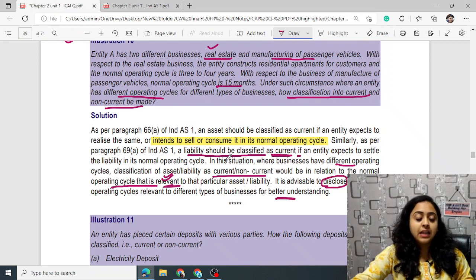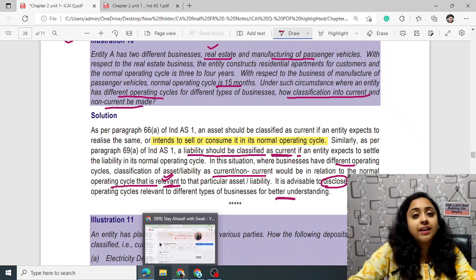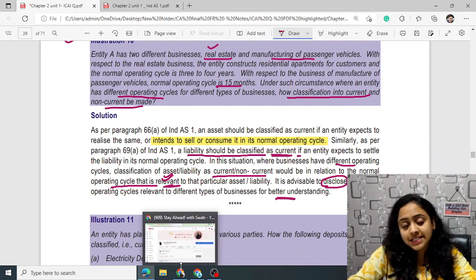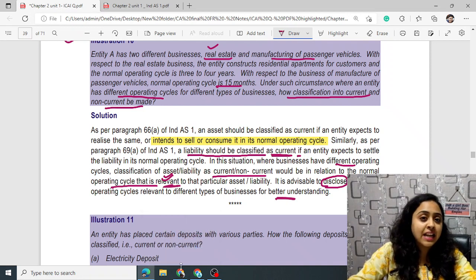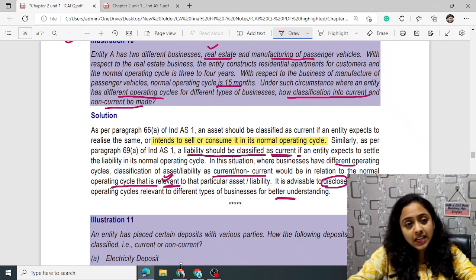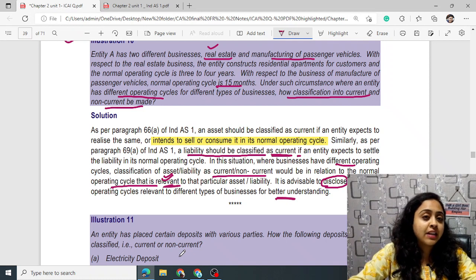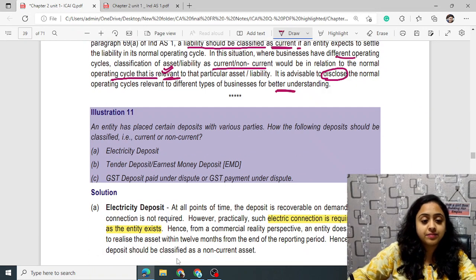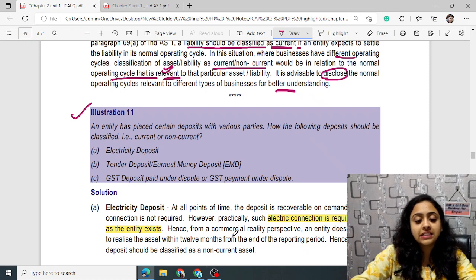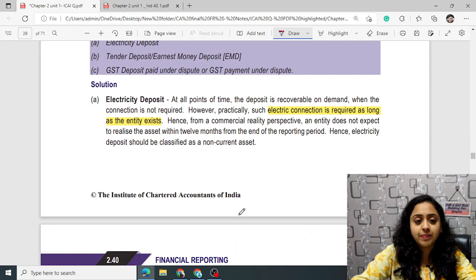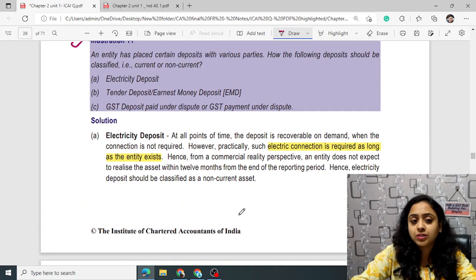Okay. See, what you have to do is you can measure on different bases. Different business lines can have different operating cycles. So each asset that is related to a particular operation should be classified as current or non-current according to the operating cycle of that particular business line. Next, 11th. You know this, we have discussed this in the example as well. Same. Electricity deposit, tender deposit, GST deposit.